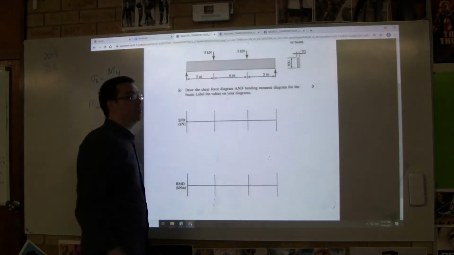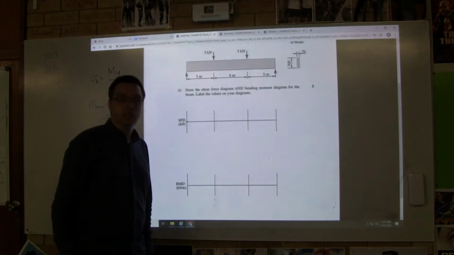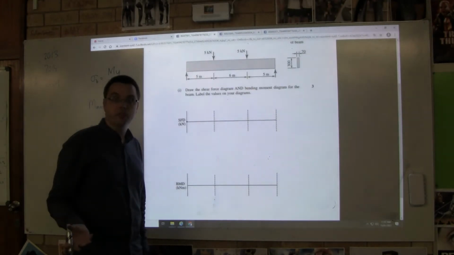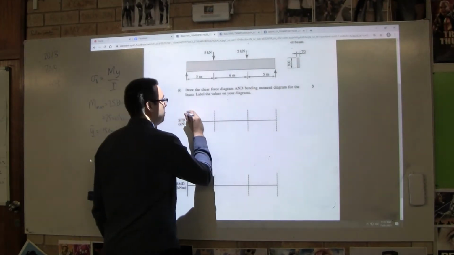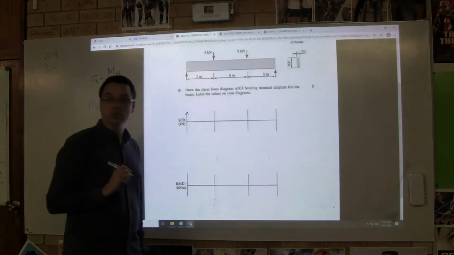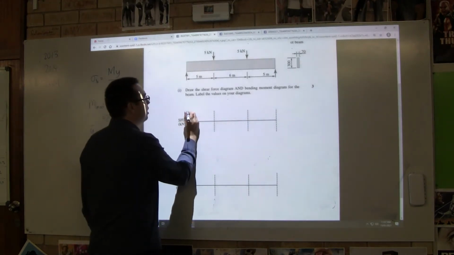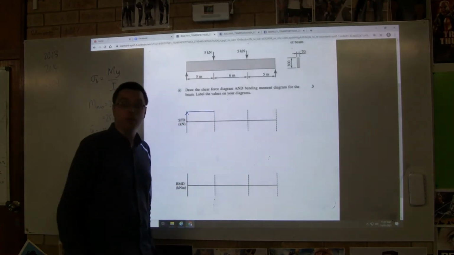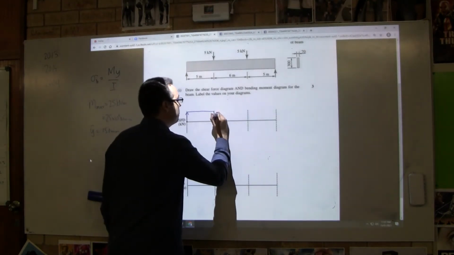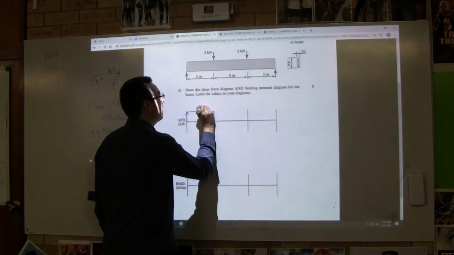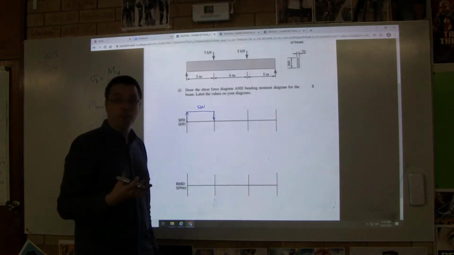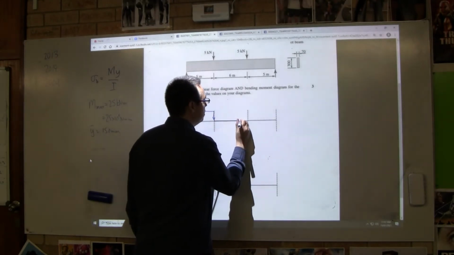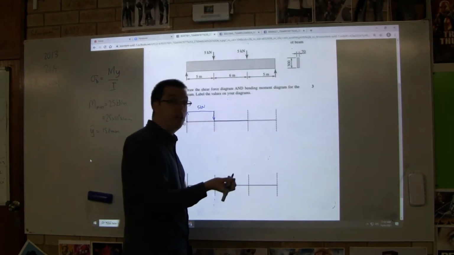Look at the beam, let's do it again. What's the total force? 10. Is it symmetrical? Yes. So it's going to be half of 10 on each side, 5. So what happened? Well, we went up 5 kilonewtons. And then nothing happened for a while. The beam just went along, and then suddenly it went down another 5. And at that point, it was at 0. And it kept going along, and then suddenly, another 5 came along.